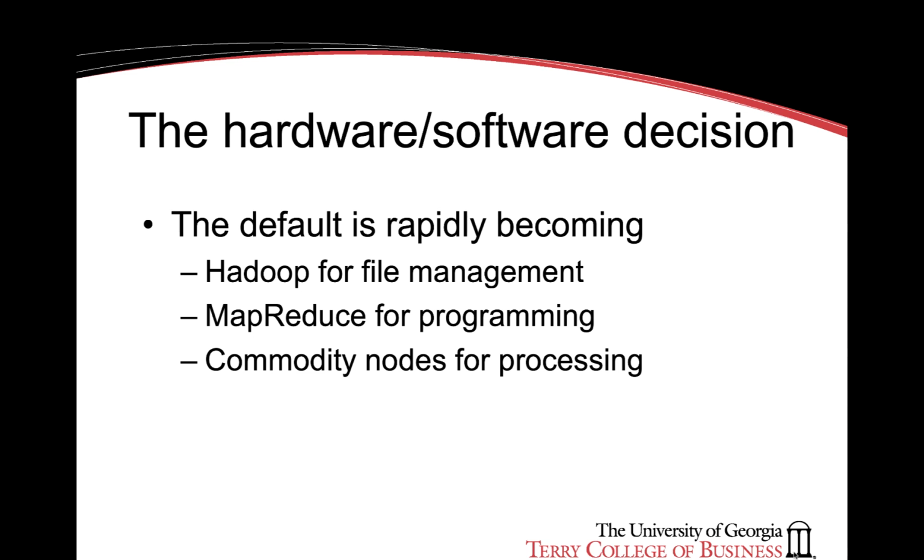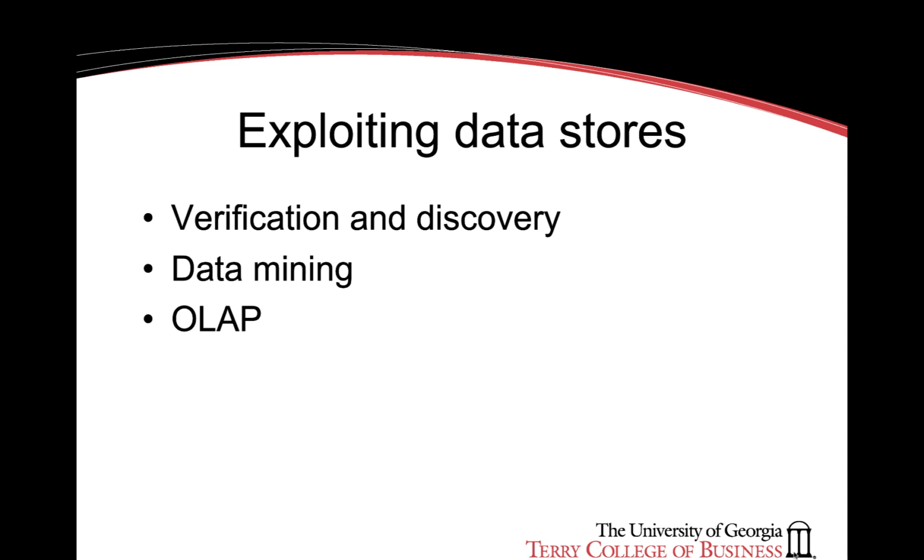In the last decade or two, what has happened is organizations have moved from building systems to purchasing systems. The default is rapidly becoming Hadoop for the management of files and records, MapReduce for the analytics on top of the Hadoop file management system, and finally, commodity nodes or simple workstations are being used for the processing of the data.